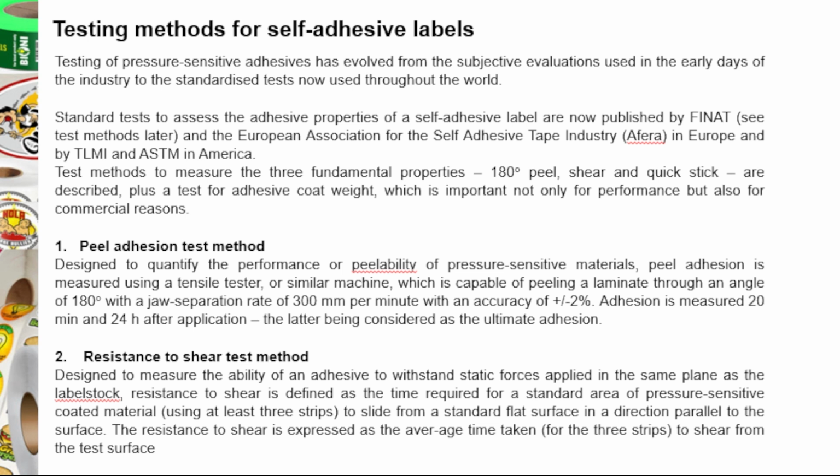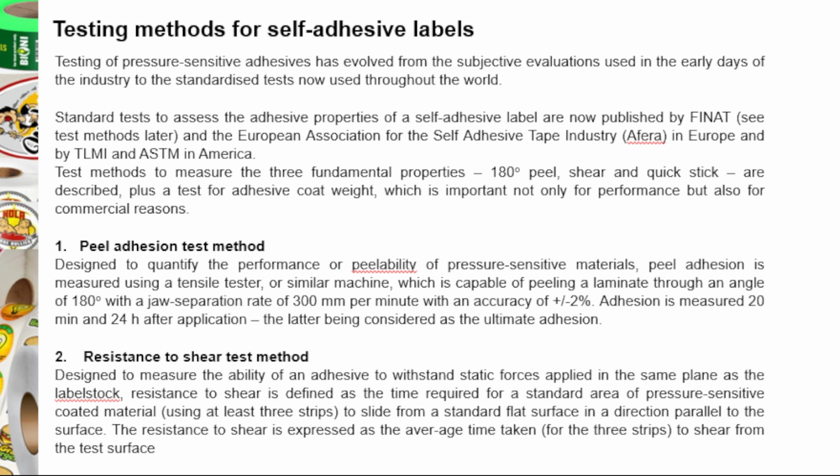Number one, peel adhesion test method, designed to quantify the performance or peelability of pressure-sensitive materials. Peel adhesion is measured using a tensile tester or similar machine which is capable of peeling a laminate through an angle of 180 degrees with a jaw separation rate of 300 mm per minute with an accuracy of plus or minus 2%. Adhesion is measured 20 minutes and 24 hours after application, the latter being considered as the ultimate adhesion.